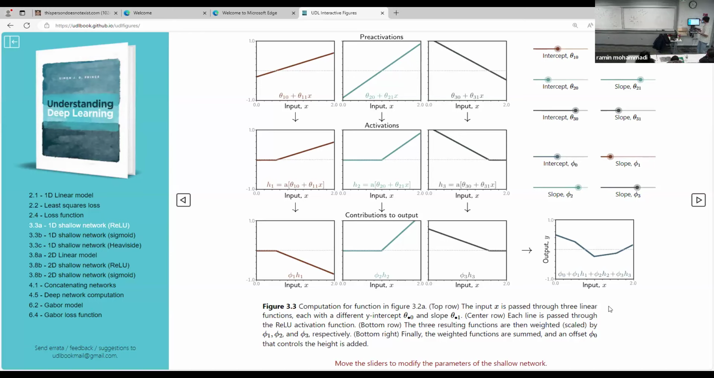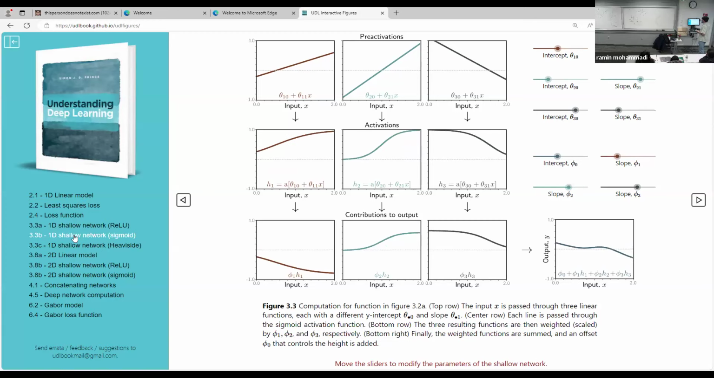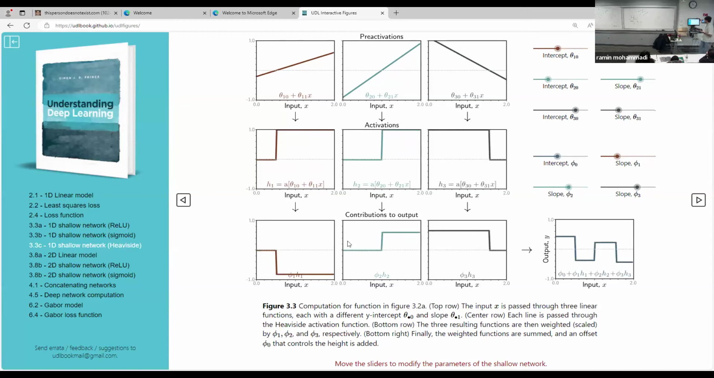Now, you can do the same thing, for example, for sigmoid. That's how the sigmoid activation function works, and that's how the output is produced. As you can see, every one of these activation functions that you use adds a different type of nonlinearity to your data, so your model will be able to learn different information from that data, right? I could go to, for example, this Heaviside example, where you would be learning a set of steps.